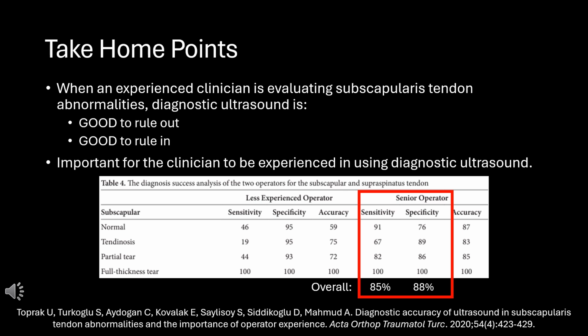subscapularis tendon pathology. For those less experienced at using this tool, ultrasound is good at ruling subscap tendon abnormalities in, but bad at ruling them out. It is very important that the clinician is experienced in using diagnostic ultrasound to evaluate the subscapularis.